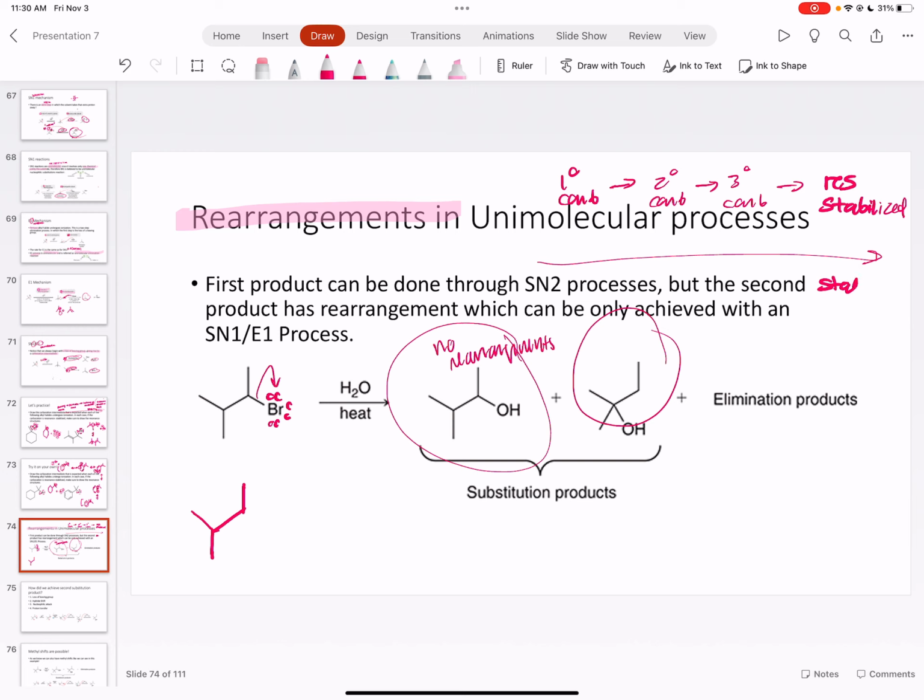So then a resonance stabilizer is more stable than a tertiary, then a secondary, then a primary, and it just goes on like that. So remember that with rearrangements, we're able to either do a hydride shift, meaning we're moving just a hydrogen, or we're able to do a methyl shift, meaning that we're moving a CH3 group.